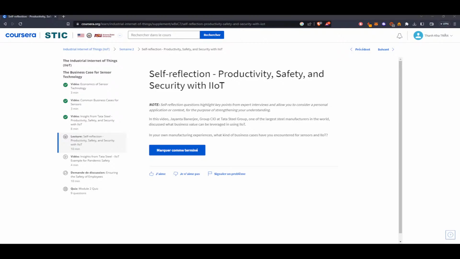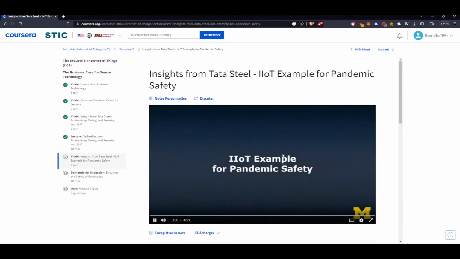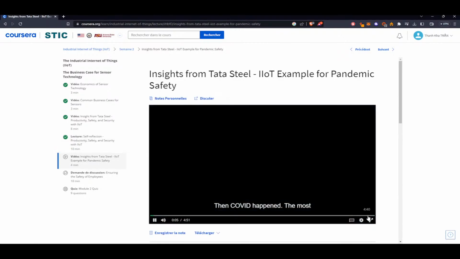Sensor and IoT, we can use SCADA to control the machine system, and safety sensors to protect people when the machine runs. That's it. Having safety. Yeah. Then COVID happened.